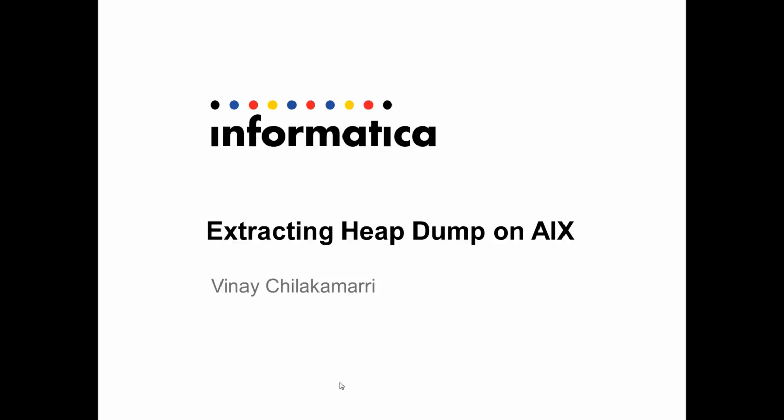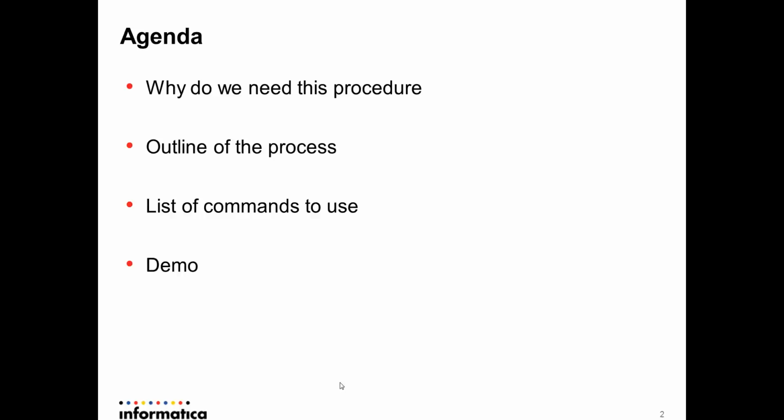In this demo, I'll be talking about how to extract a heap dump from a live running Java process, specifically on AIX systems. I'll be talking about why we need this procedure in the first place. Then I will give you a brief outline of the process that is involved, and I'll show you a list of commands that you'll be using to get the heap dump from the Java process. And finally, I'll give a small demo putting all these commands together.